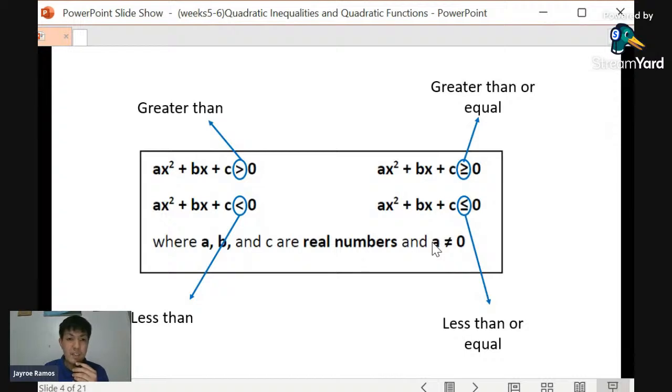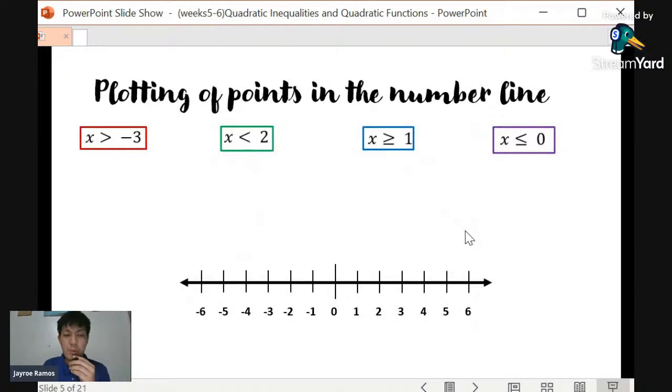Because if some are confused about which is less than and which is greater than, try to do it in your hands. Whatever your left hand side is while doing the symbol, that is the less than part. Okay? So let's proceed. Now, we're going to plot points on the number line because later on, after solving the quadratic inequality, we're going to graph. When we say plotting of points, this is the graphing.